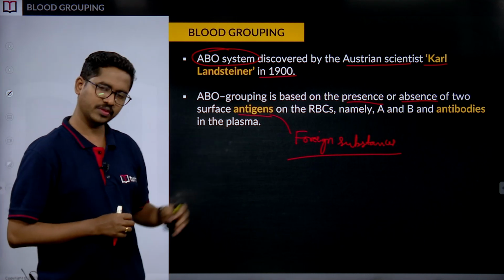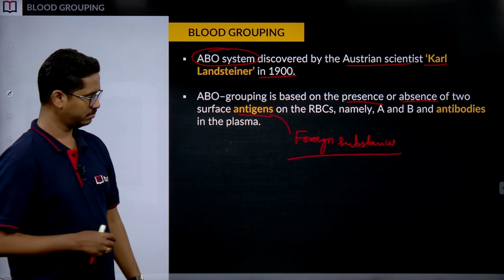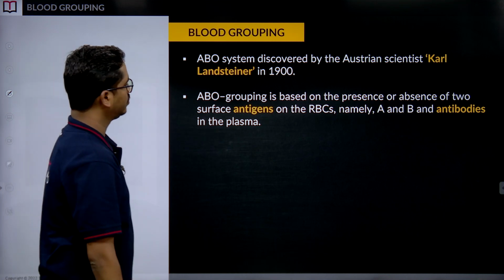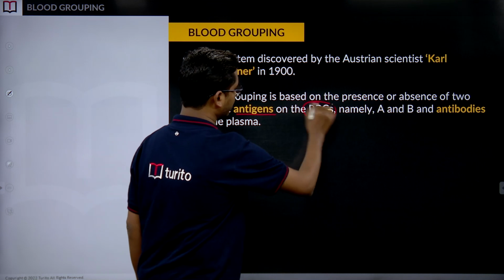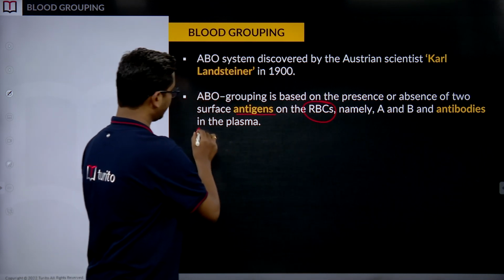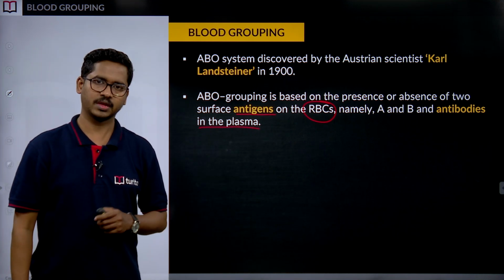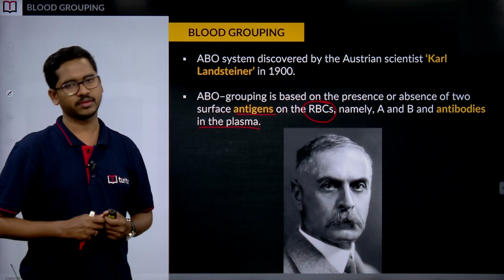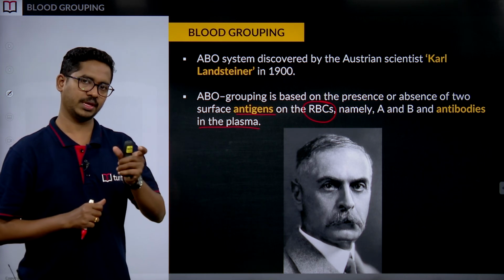But what is the science here? What exactly is the biology here? We are going to understand that now. We get to see the presence of antigens on the surface of the RBCs, and they are named A and B, and we have antibodies in the plasma. That is what we have seen. Let us have some more understanding. It was this person who tirelessly worked to understand the system of blood grouping, ABO.